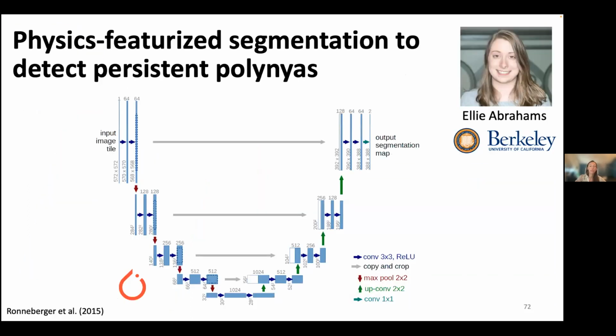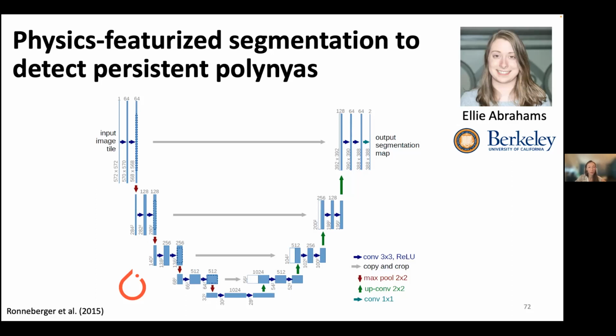And that will be fed into this physics featureized segmenter that is being produced by Ellie Abrams, who is a PhD student in statistics and astrophysics at Berkeley. And so we're collaborating with her to create this segmenter. She's fantastic. I cannot recommend more highly working with people in data science and statistics. It's been just incredible to work with them and to see some of the cutting edge work that they can do for our field.